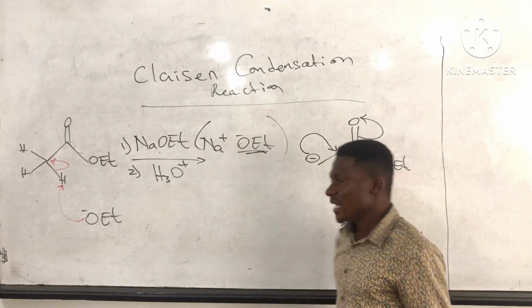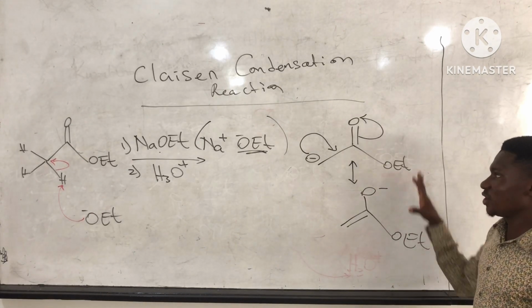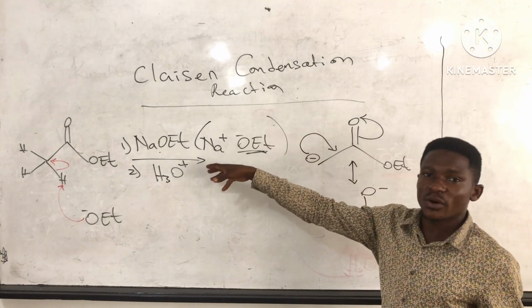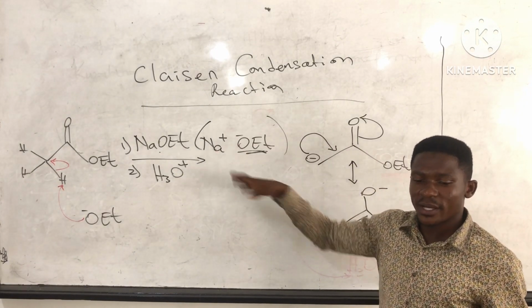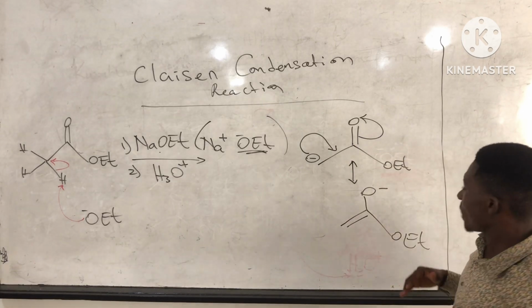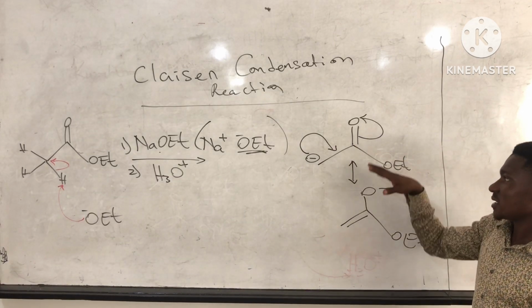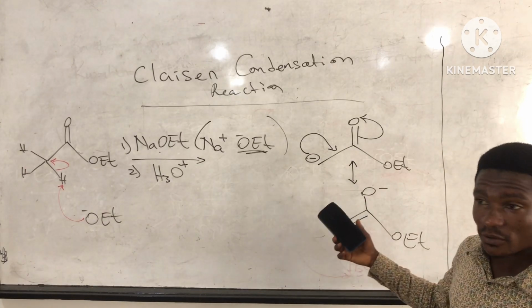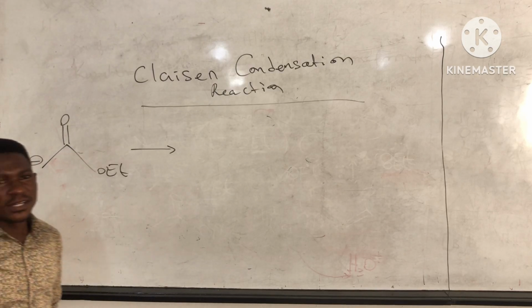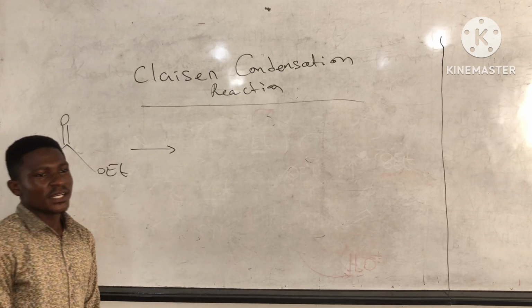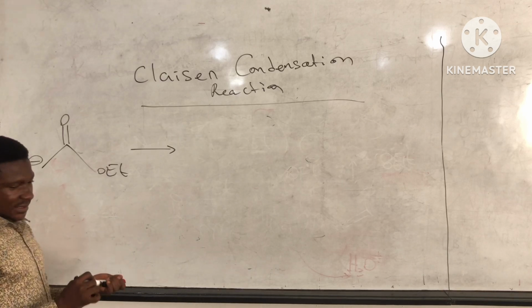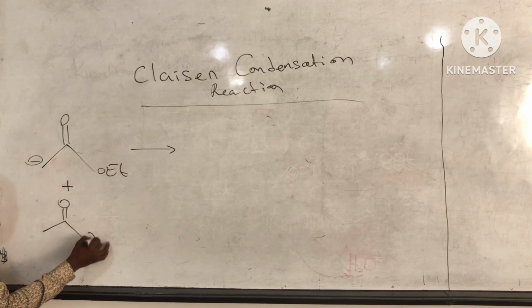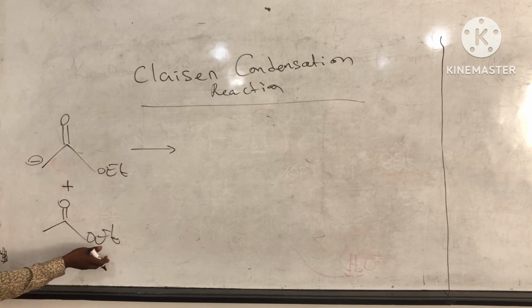So what is going to happen now that we have formed a negatively charged species here? One of these will go and react with our starting molecule, the neutral starting molecule. So it's your choice. You can either decide to work with the enolate ion or you work with what? The carbanion. But for the purpose of this video and for clarity's sake, I'm going to use the carbanion. Now this is my carbanion here. The carbanion comes to react with our starting material, the neutral one.